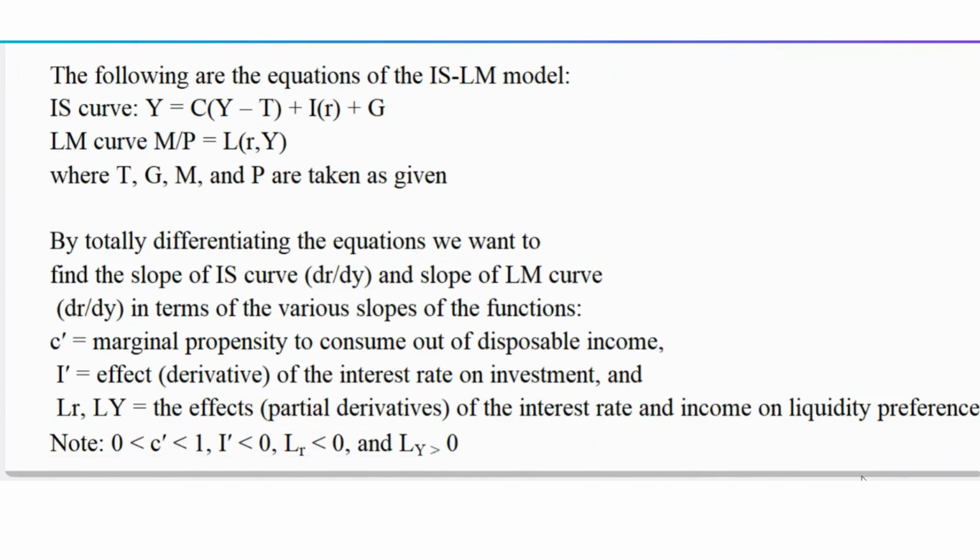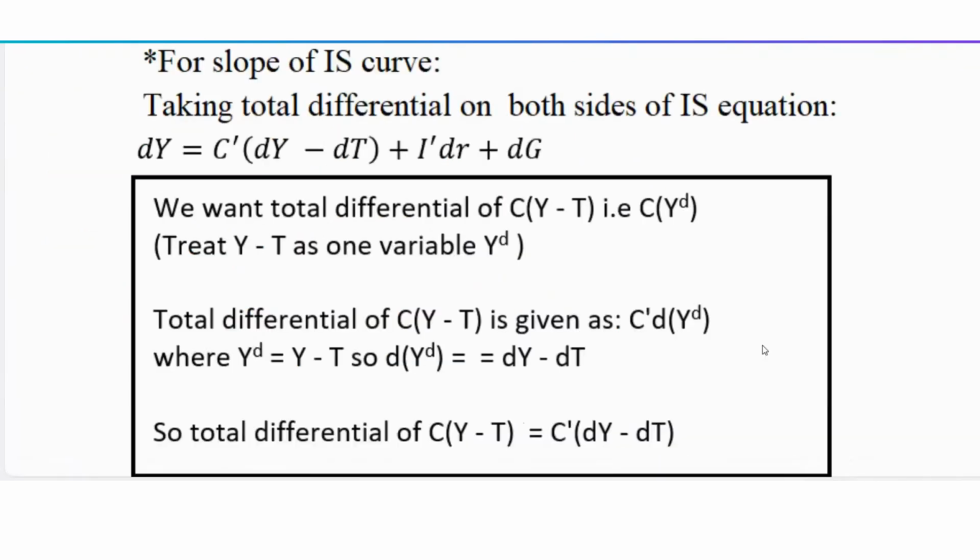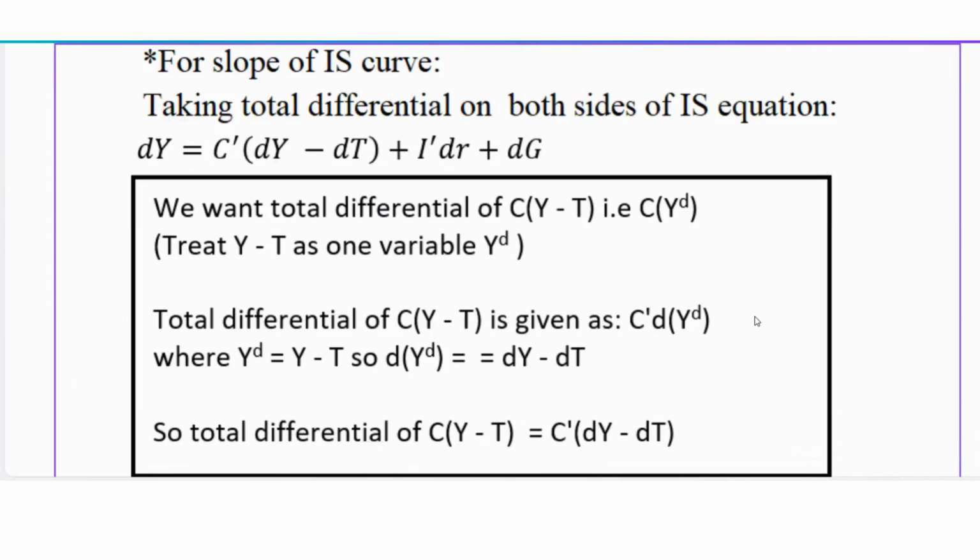Now let's find the total differential of C, which is a function of Y minus T. Here Y minus T is your disposable income, right? So what we're going to do is treat Y minus T as one variable, YD. If I want to find the total differential of C(YD), we know the total differential of f(x) is f prime of x times dx. So it would be C prime(YD) times dYD, where we know YD is just Y minus T. So the differential of YD, which is Y minus T, is just dY minus dT, right?